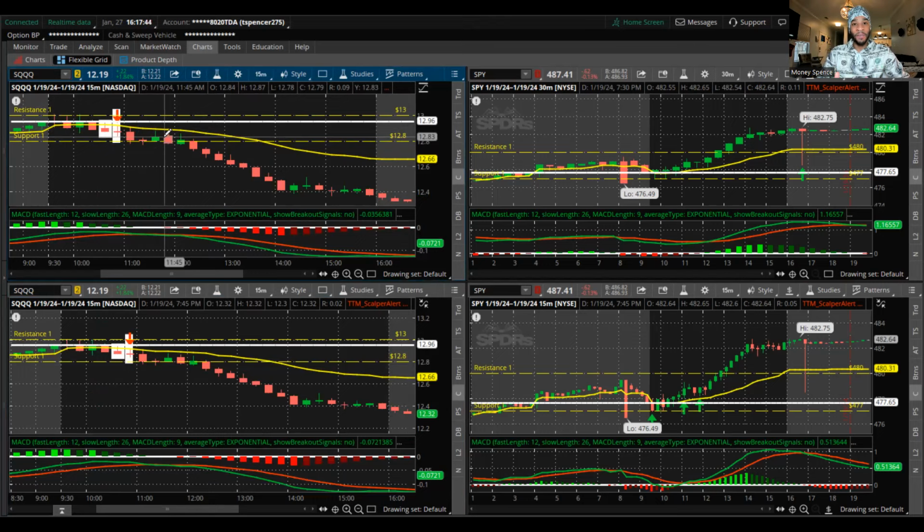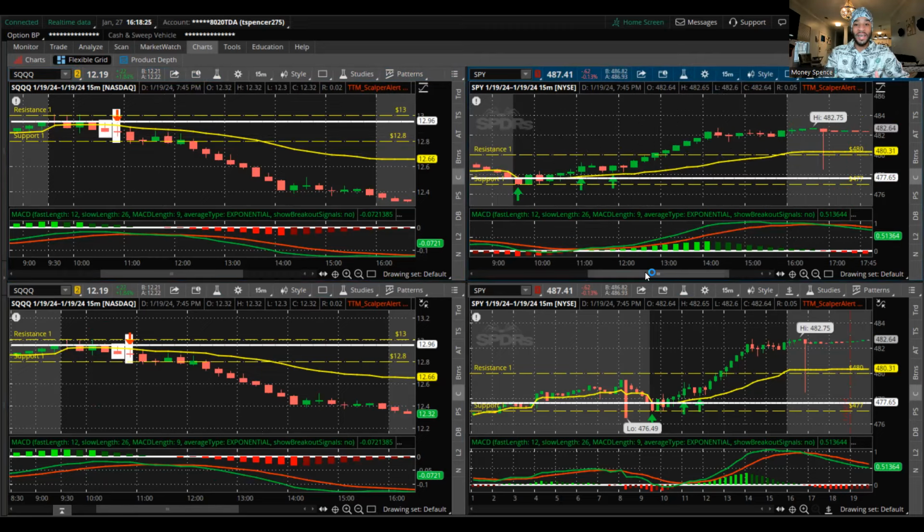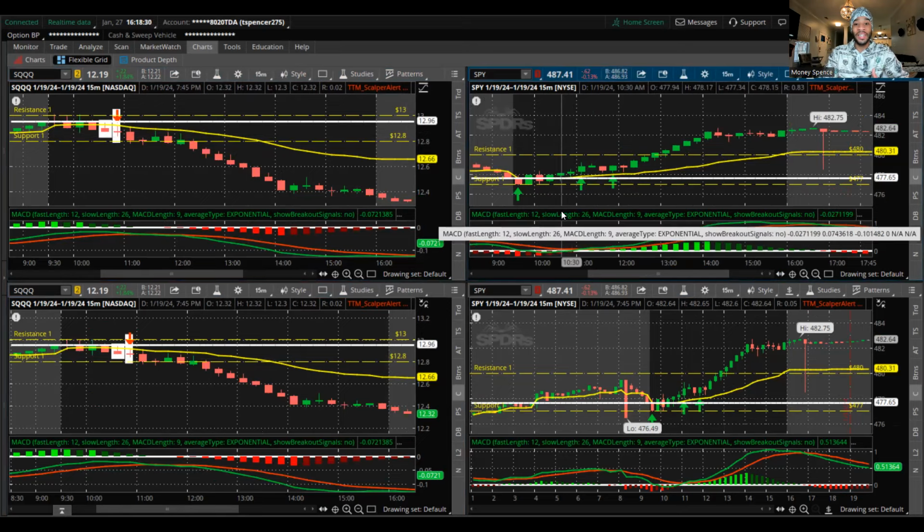On the flip side, let's look at SPY. If we look at SPY, it was bullish on January 19th. We have a number of green candles on the SPY chart. So let's look at the 15-minute time frame. The 15-minute time frame for SPY, let's say, for example, we wanted to get in on calls.